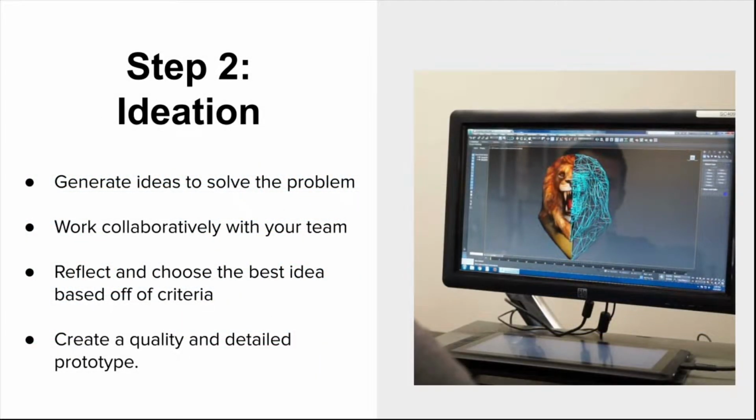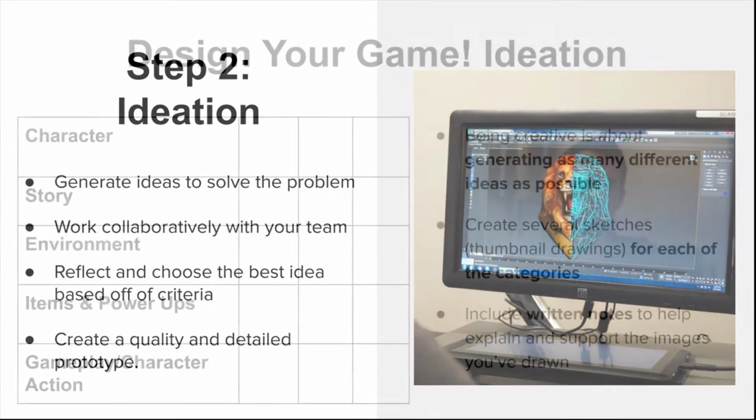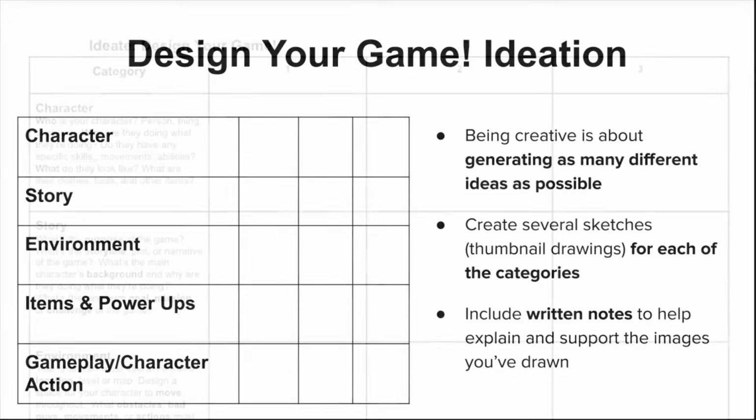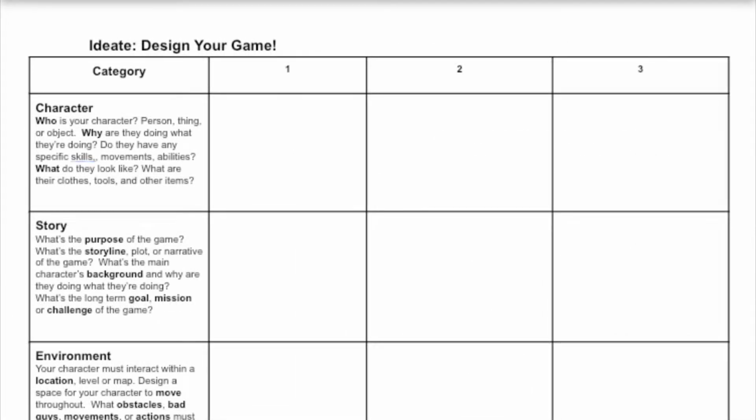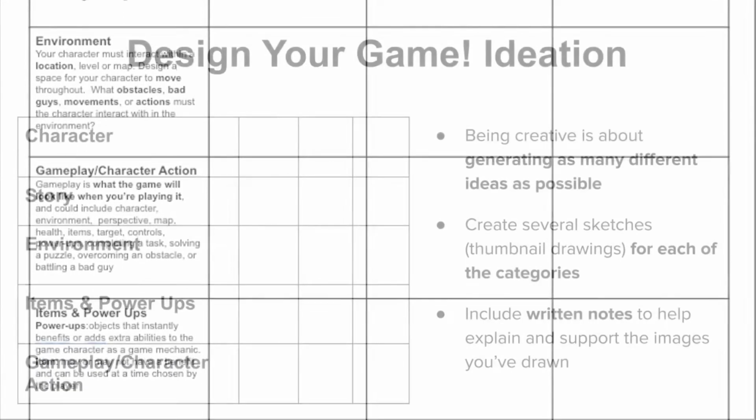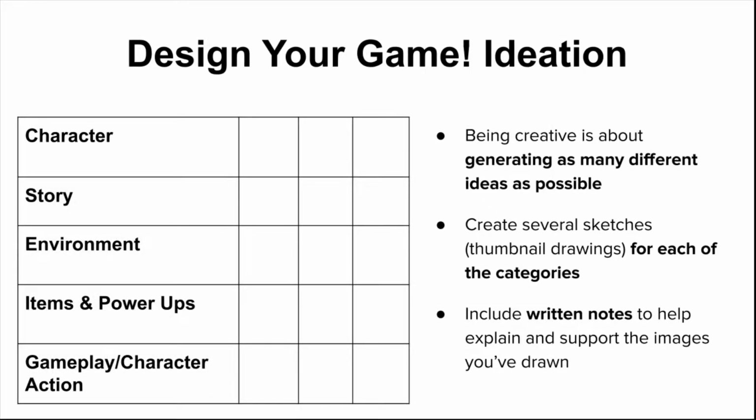You'll be focusing on the second phase of the design process, which is ideation, where we'll be drilling down on generating ideas to solve the problem. For your unique original video game, you're going to be developing several different things: a character, a story, environment, items and power-ups, as well as a gameplay screen which shows the action of your unique original video game. You'll notice in your design packet on page 2 an identical table for you to complete and fill in as the slideshow here. So now let's break down each one of these categories in more detail.